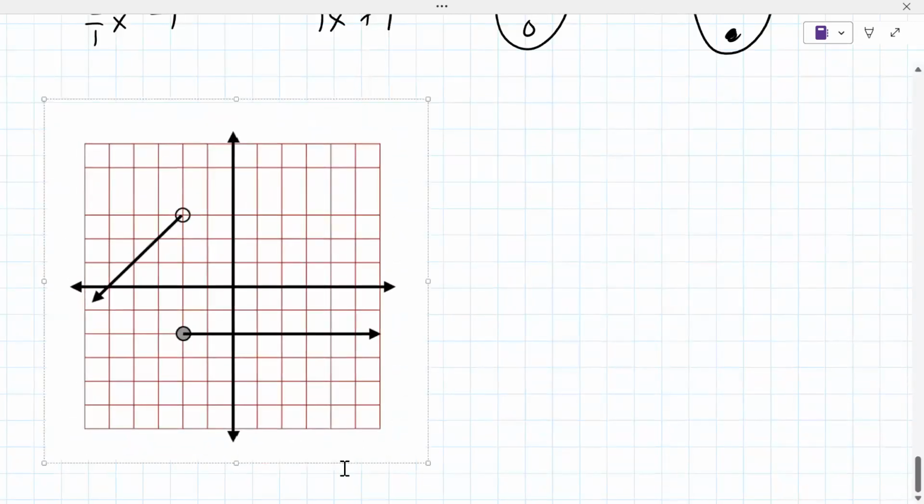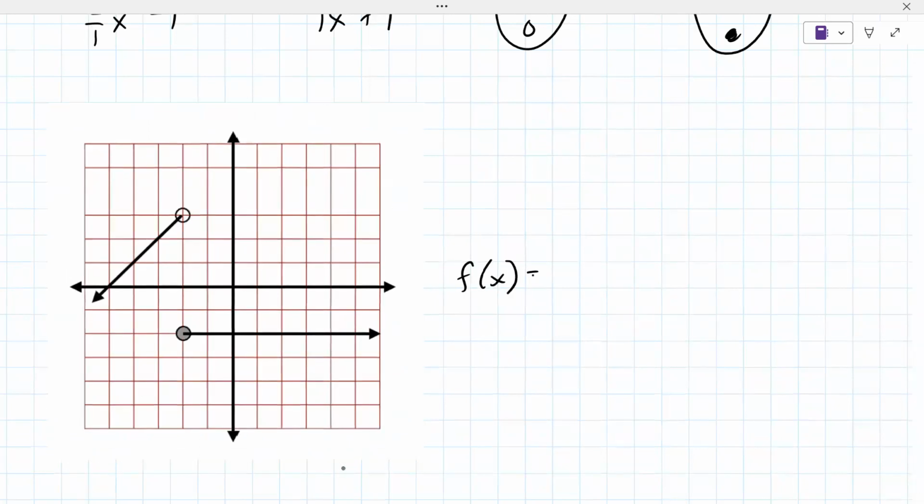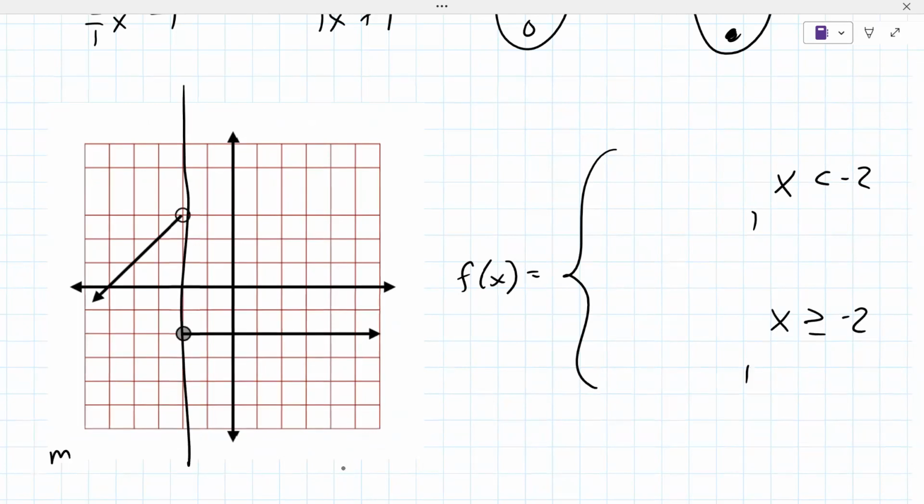So I'll help out here. f of x. So it looks like minus 2x minus 2. Yeah, and then our mx plus b would be, I think, 1 over 1. Okay, I agree. It's going up and to the right, so it's a positive slope. And then the b coordinate.